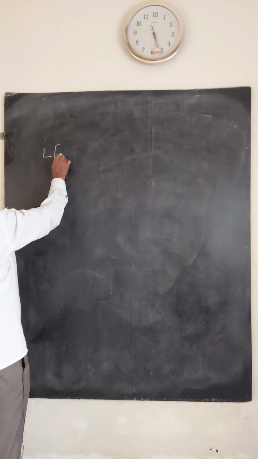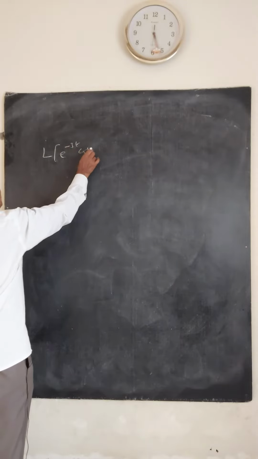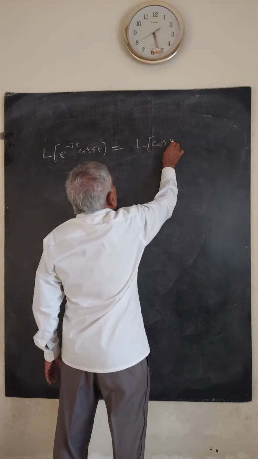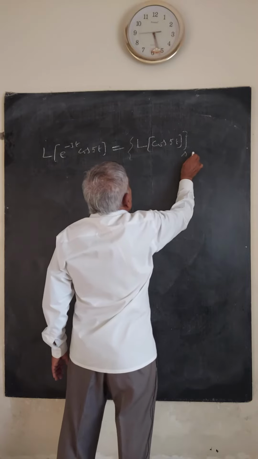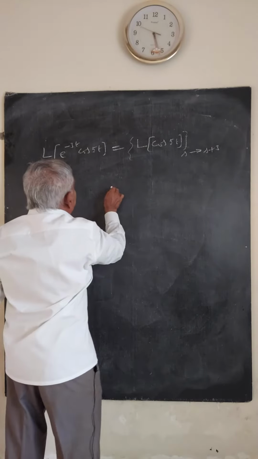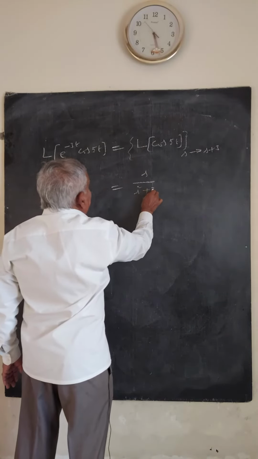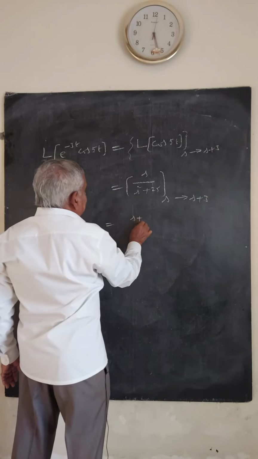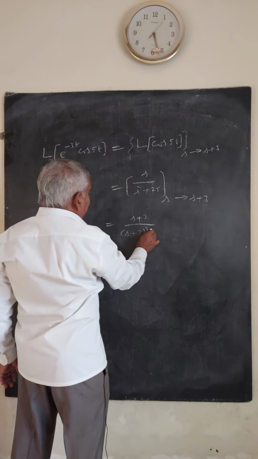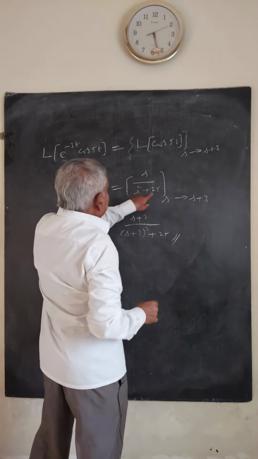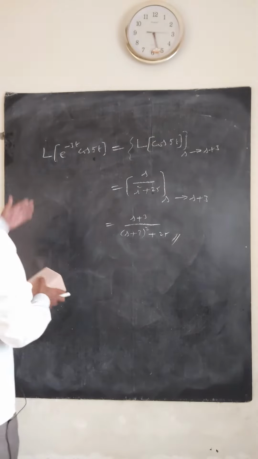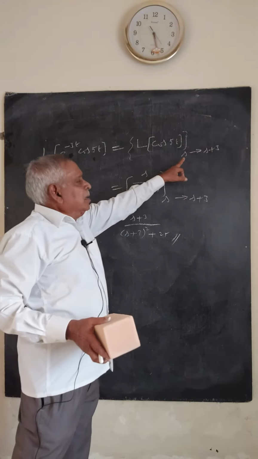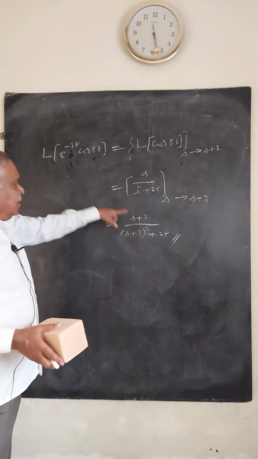Similarly, L of e power minus 3t cos 5t. L of cos 5t is s by s square plus 25, with s changed into s plus 3: s plus 3 divided by s plus 3 whole square plus 25. Here a is 5, 5 square is 25. This is applying the first shifting theorem: removing the e power, and s changes into s with the sign opposite to the power.